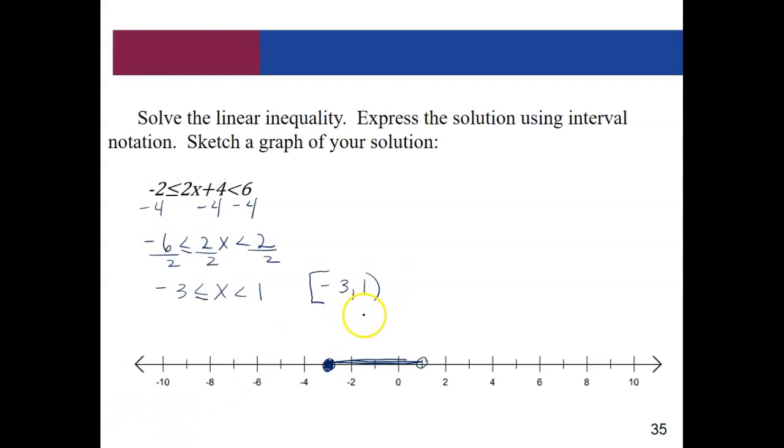Okay, for this next practice one, you want to subtract 4 from each side, and then you're going to end up dividing by 2. Keep your inequalities. Notice one is less than or equal to, and the other is just less than. So when we come down to write our answer, you're going to have a bracket on one and a parenthesis on the other.